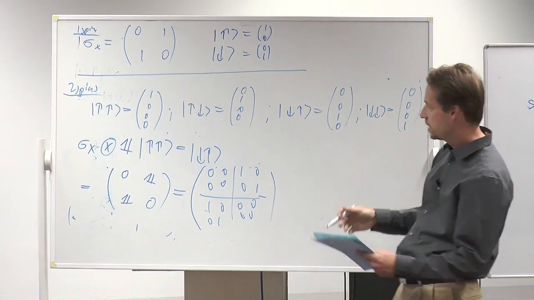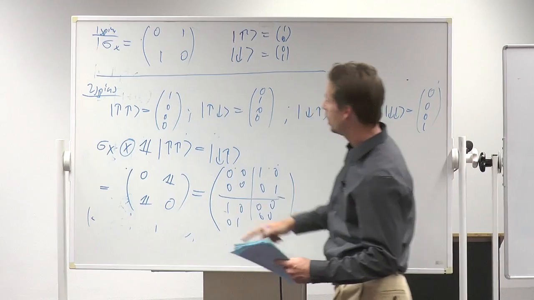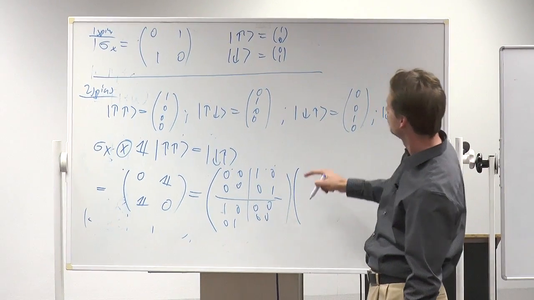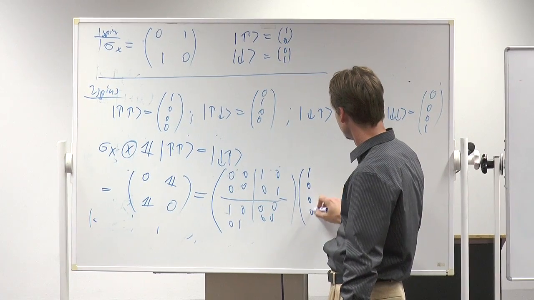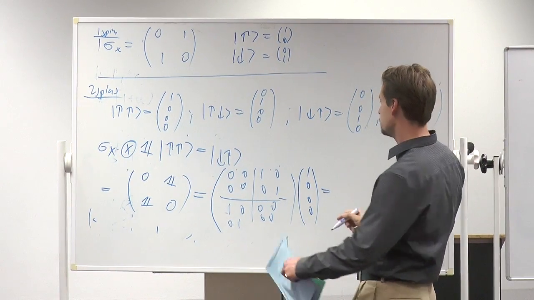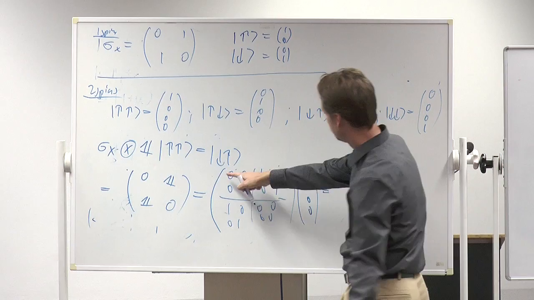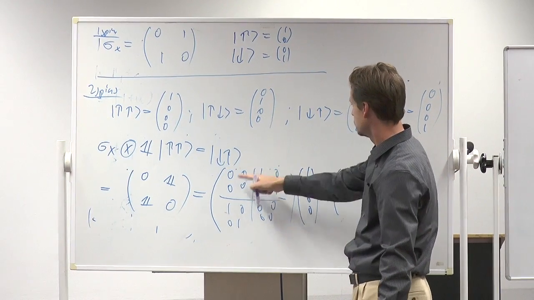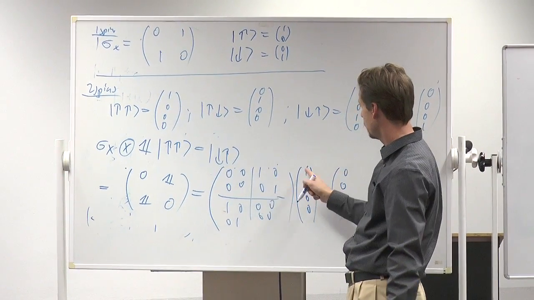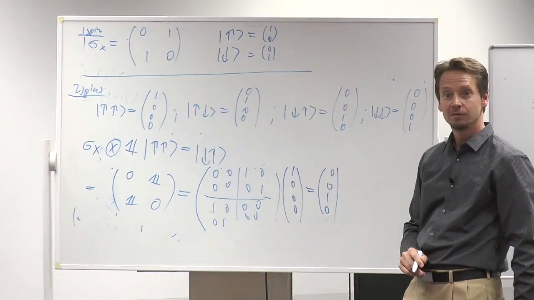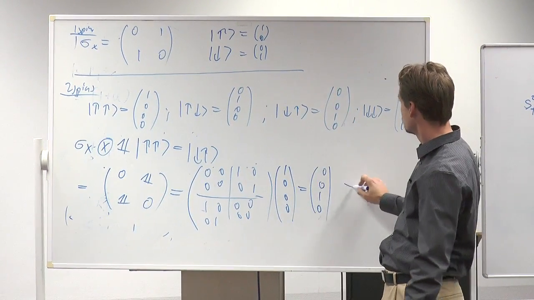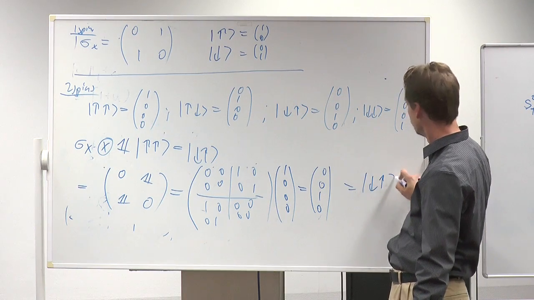Okay? So let's just take a quick look what this does if I operate on 1, 1. Right? 1, 1 is 1, 0, 0. First line is 0. Second line is 0. Third line, I get this one times this one is 1. Fourth line is 0. Look at this again. That's just down, up. Right?